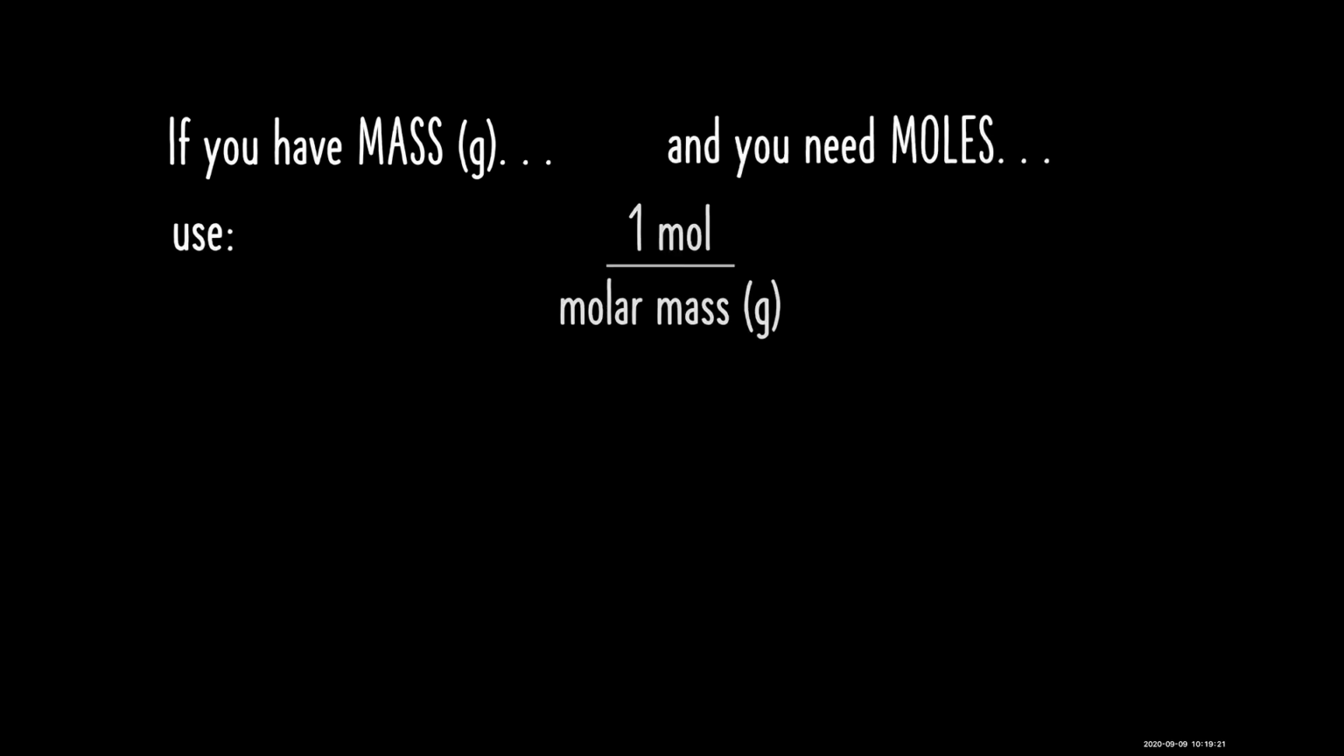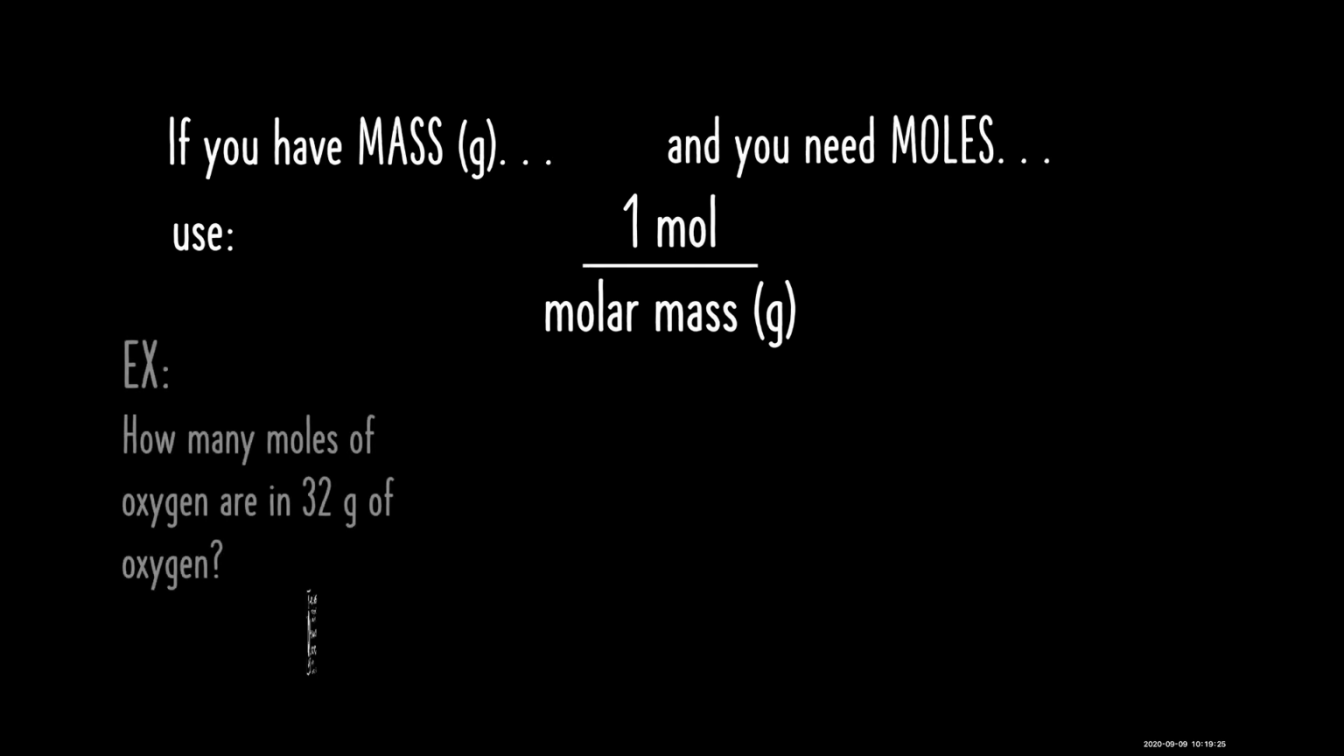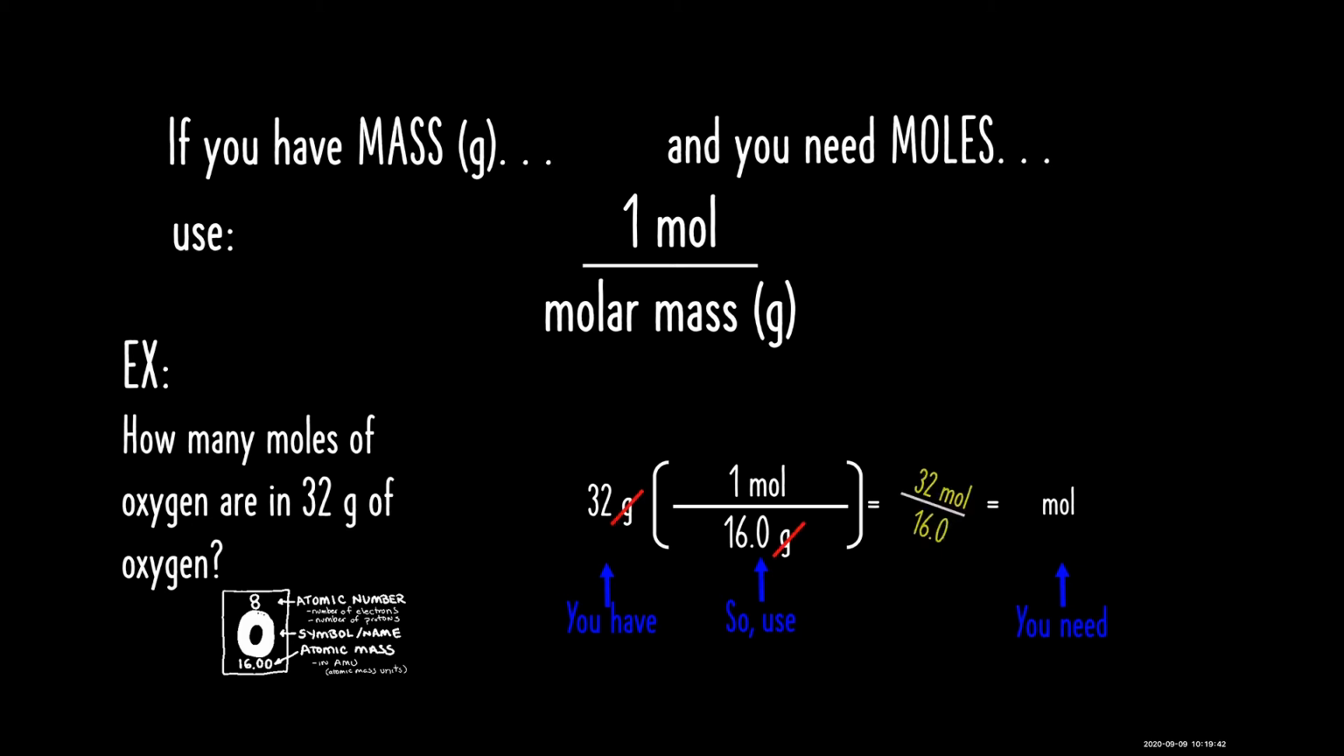If you have mass and you need moles, use this conversion factor. For example, how many moles of oxygen are in 32 grams of oxygen? You have 32 grams and you need moles. So you will multiply 32 grams by the conversion factor for 1 mole over 16 grams, which is the AMU for oxygen. And your answer is 2 moles.